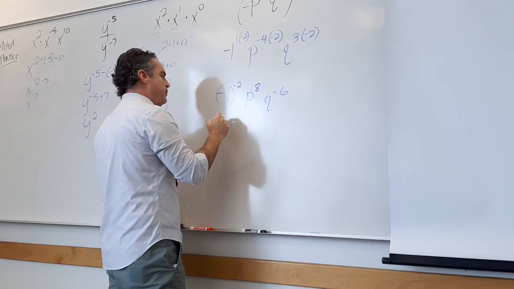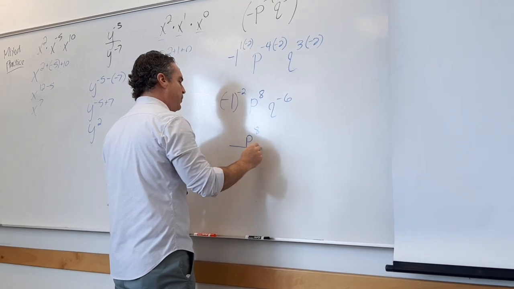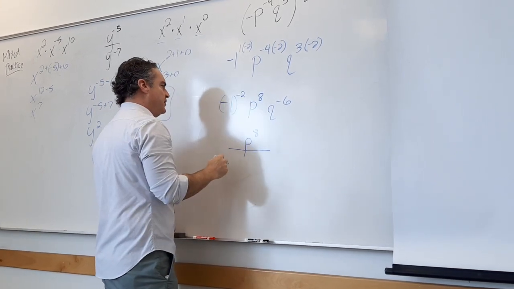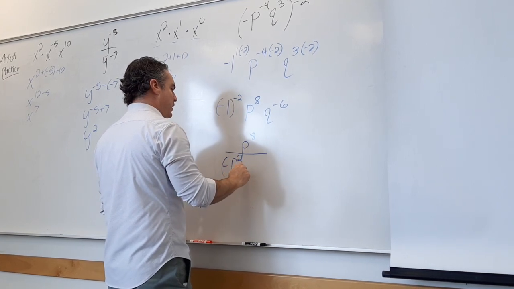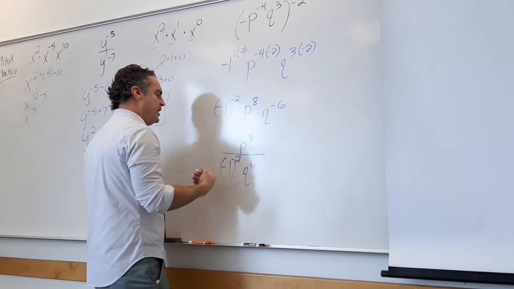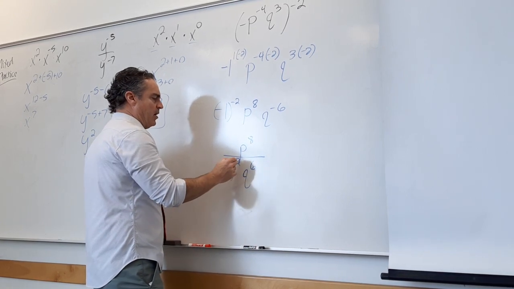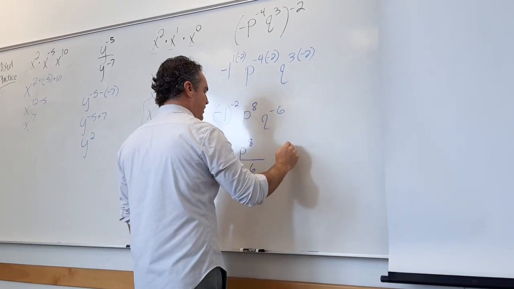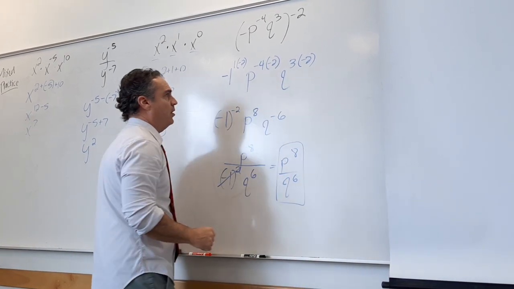And so this ends up being, think about this, the p to the 8th stays on the top. The negative 1 to the negative 2 becomes negative 1 squared on the bottom, and q to the 6th on the bottom. What's negative 1 squared? Well, it's 1. And 1 times anything is itself, so that's gone, and this is just p to the 8th over q to the 6th. That's your final answer on that one.